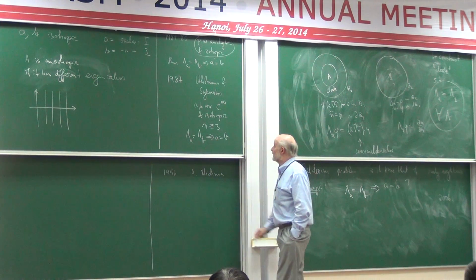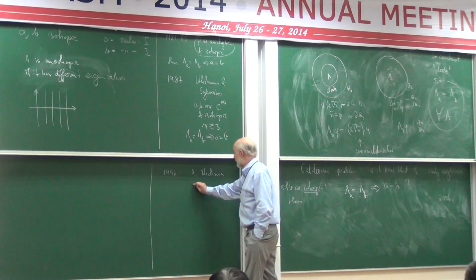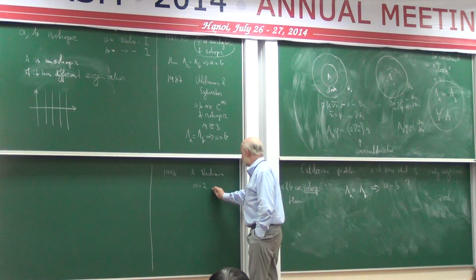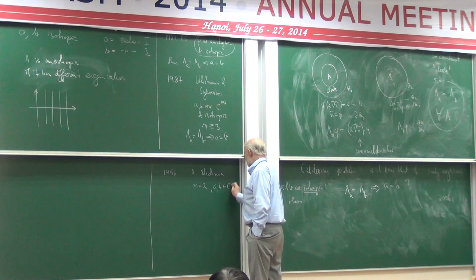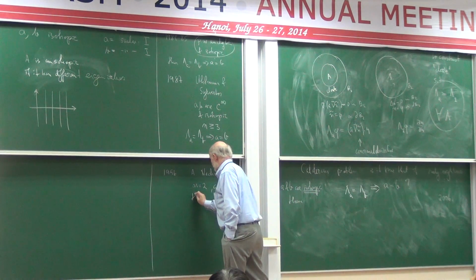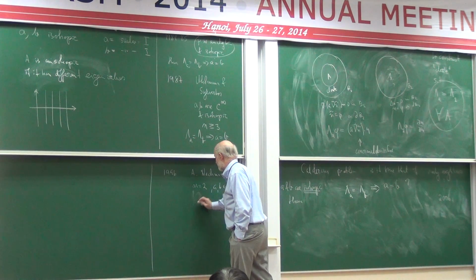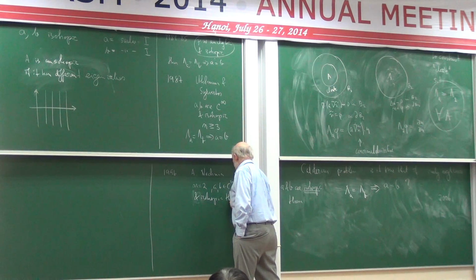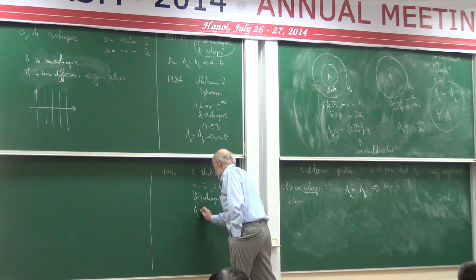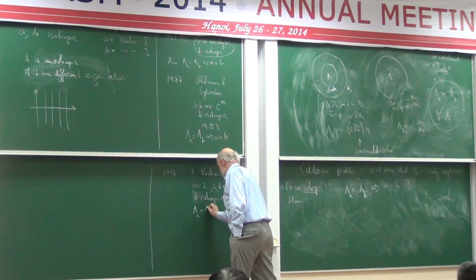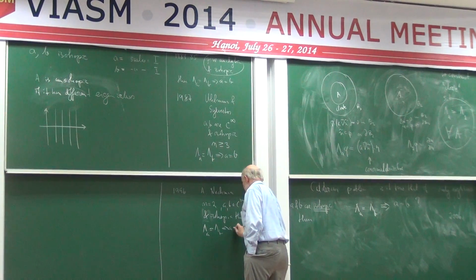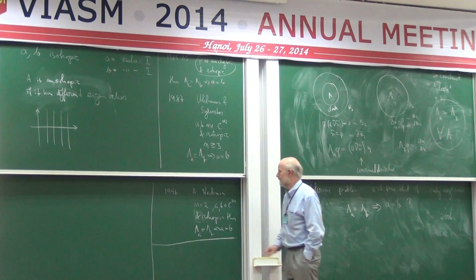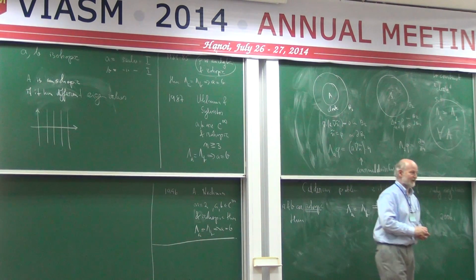And this also appeared in the Annals. It says if n is equal to 2 and A and B are C infinity, and isotropic, then lambda A is equal to lambda B implies A is equal to B. It's also true. So now you have the 2-dimensional result, at least in the C infinity category.